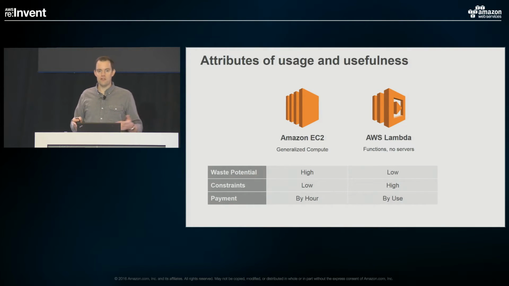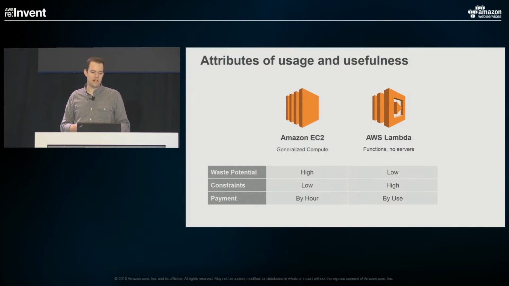The constraints are very low. You can do basically whatever you want with it. AWS Lambda, on the other hand, exact opposite. The waste potential is very low, I would argue, because you can't really do anything with it other than write functions and execute blocks of business logic, and therefore the constraints are meaningfully high. The payments obviously are different. You're going to pay by hour for EC2 and by usage for Lambda.